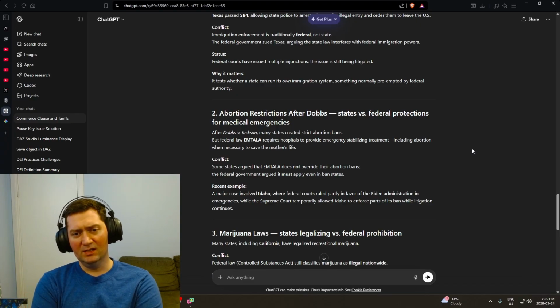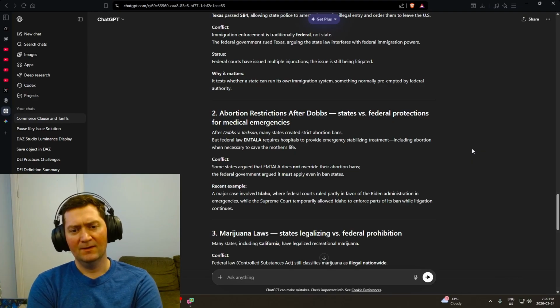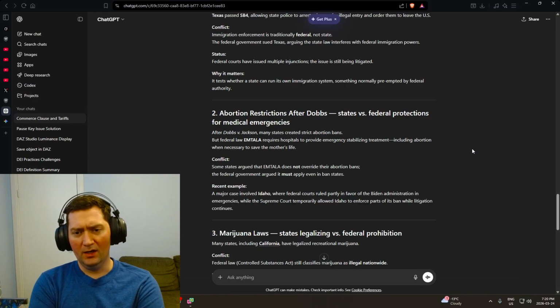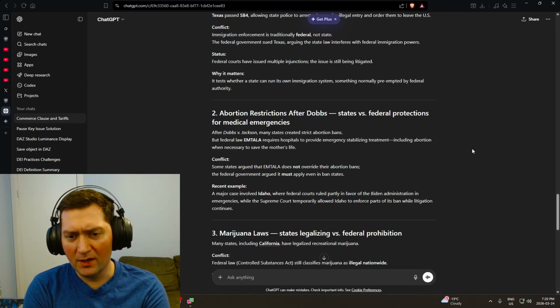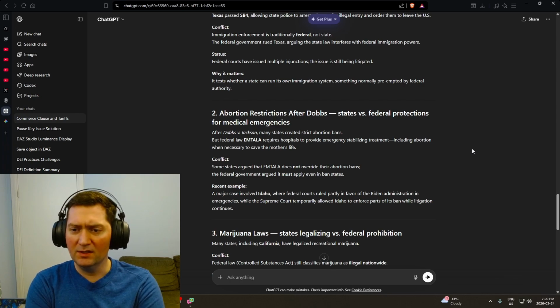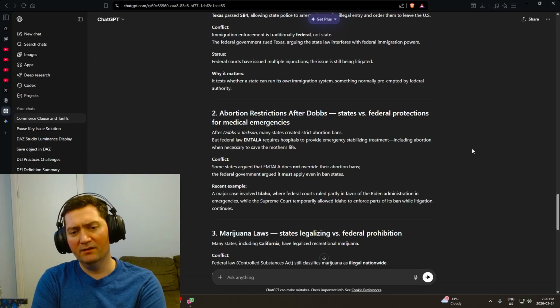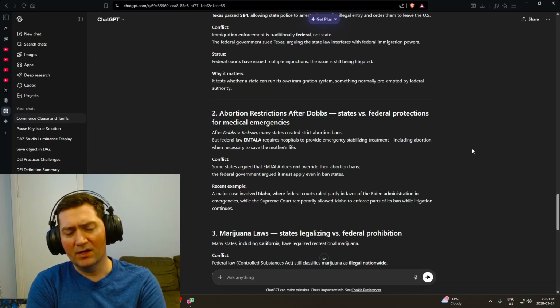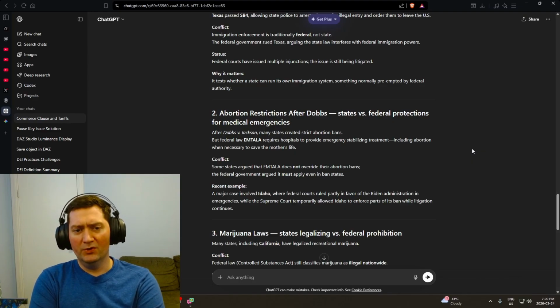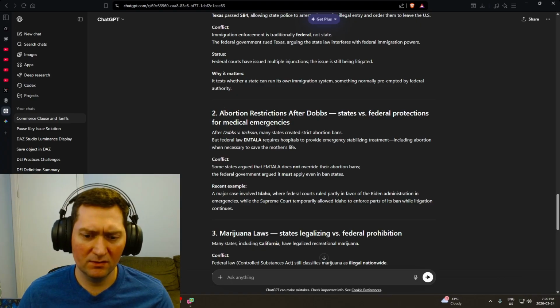So this is the abortion debate in the U.S. Federal law requires hospitals to provide emergency stabilizing treatment, including abortions, when necessary to save the mother's life. State laws are trying to be passed where there's no abortions. And so that's where the conflict comes in.